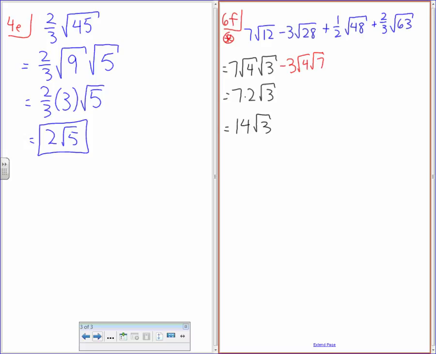Somebody else. What do I do with that then, please? Yeah, Taylor, go ahead. Which turns into 2. And that's negative 6 root 7.